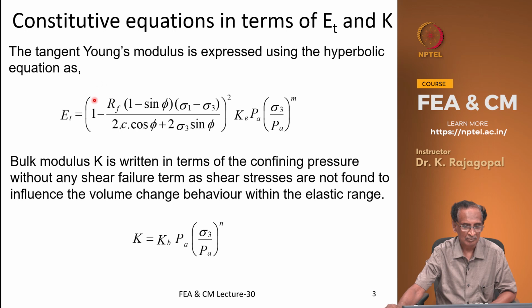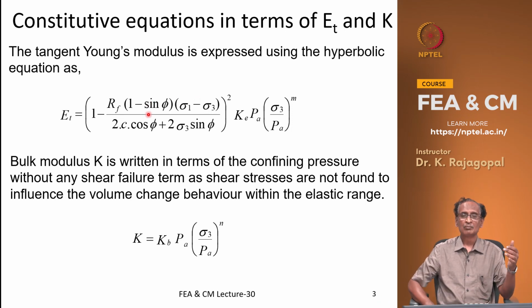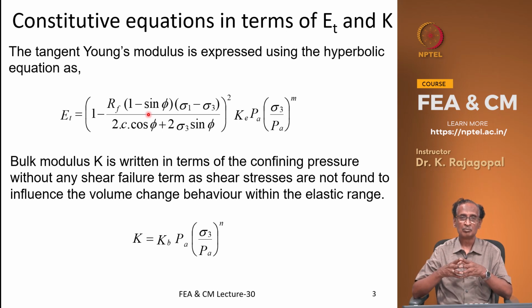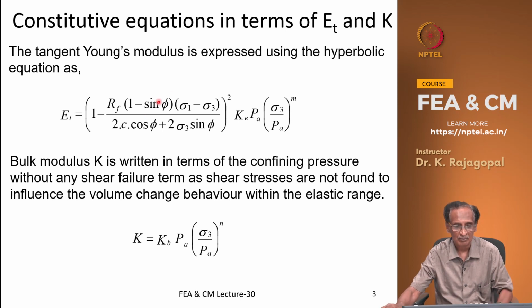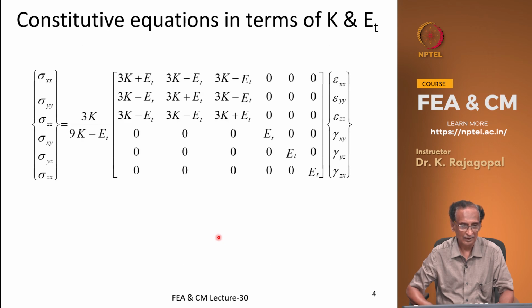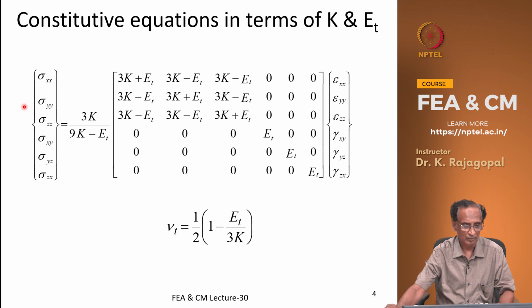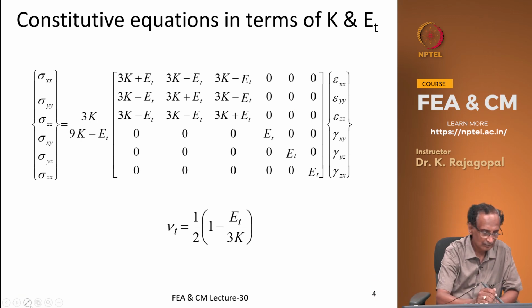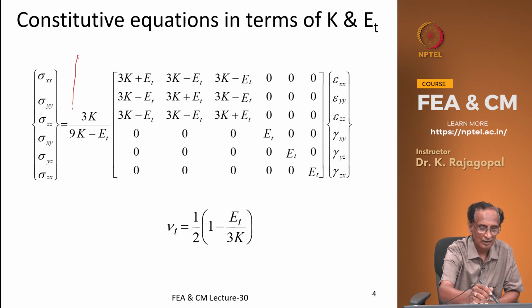and our tangent Young's modulus Et is written in terms of this shear stress. Basically, this Rf multiplied by this term. We have seen that it represents the ratio of the mobilized shear strength, and at the limit it is going to become 1, okay, and this whole square multiplied by initial modulus, that is Ke Pa times sigma 3 by Pa to the power m, and then we have the other bulk modulus K, that is Kb Pa times sigma 3 by Pa to the power n, and combining these two, we can write our constitutive matrix, that is sigma is D times epsilon. The constitutive matrix D is written like this. This whole thing is our constitutive matrix.